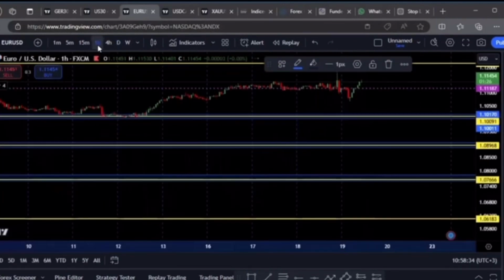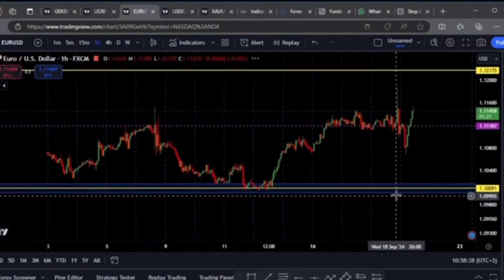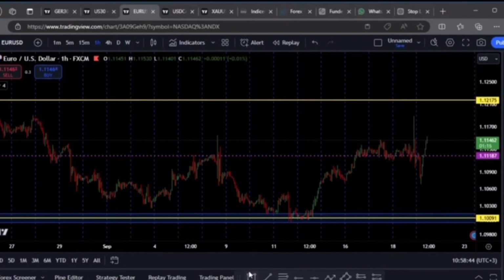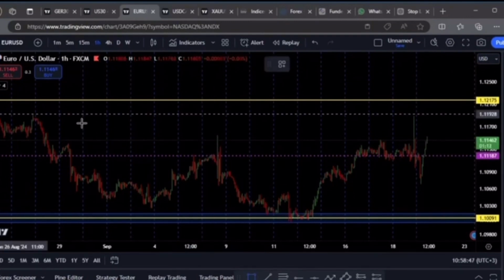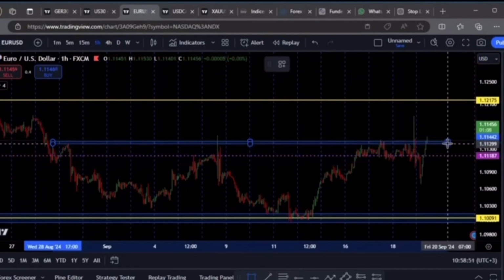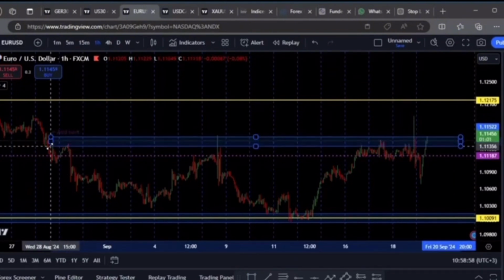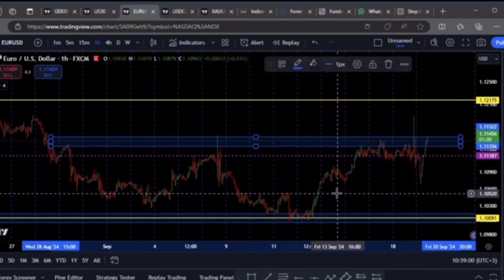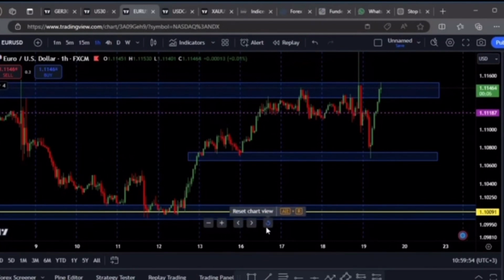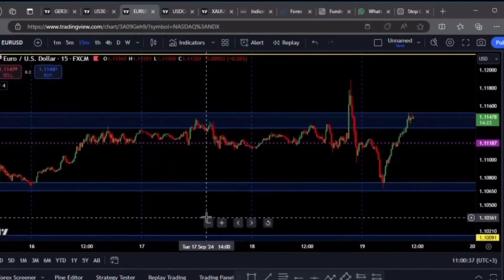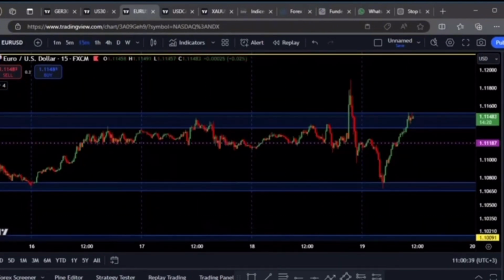Alright, so let me move to 1 hour. Looking at our charts, this is the 1 hour time frame. We will also be drawing the significant areas, marking our key areas again. One thing I like about the rectangle is that you will be covering most of the areas. Looking at the hourly time frame, I'll just be analyzing, and then on 15 minutes, that's where I'll be looking for my entries.